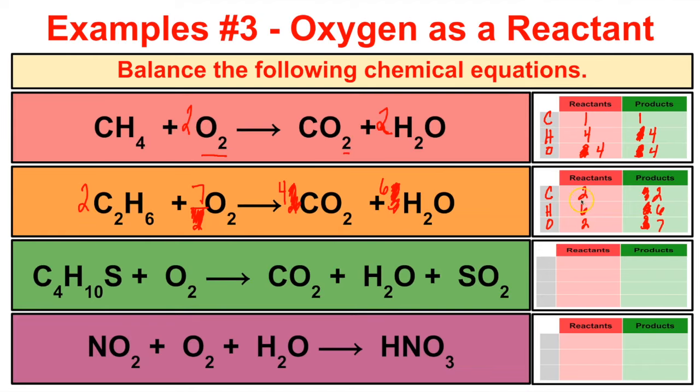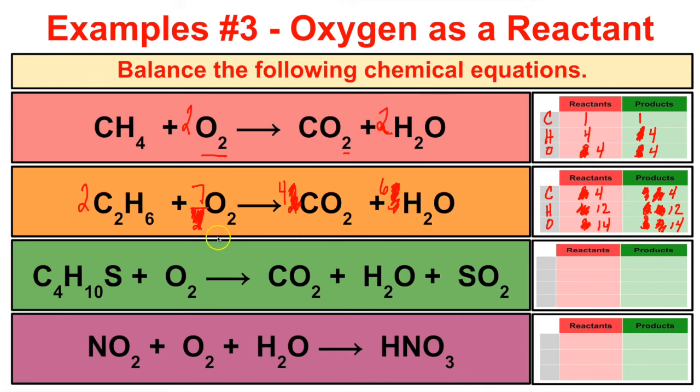Take a look. I have 4 carbons on the left. I have 4 carbons on the right now. If we take a look at the hydrogens, 2 times 6 is 12 hydrogens. 6 times 2 is 12 hydrogens. So now those are balanced as well. And if we take a look at the oxygen, 7 times 2 is 14 on the left. And 4 times 2 is 8, plus the 6 here is 14 on the right. So our oxygens are now balanced.